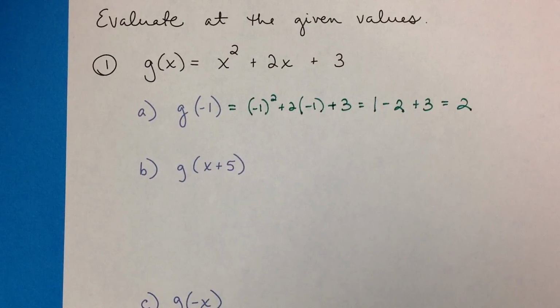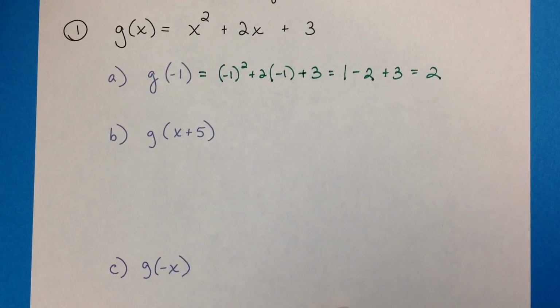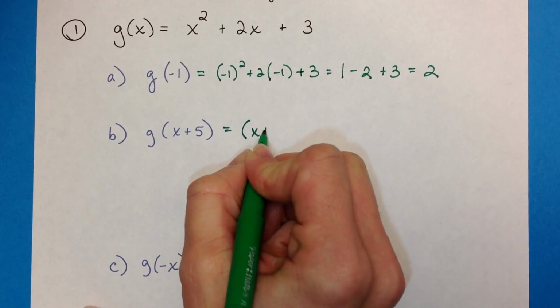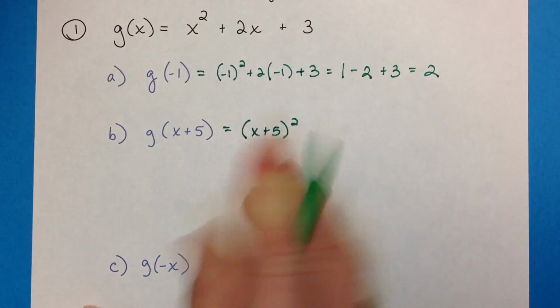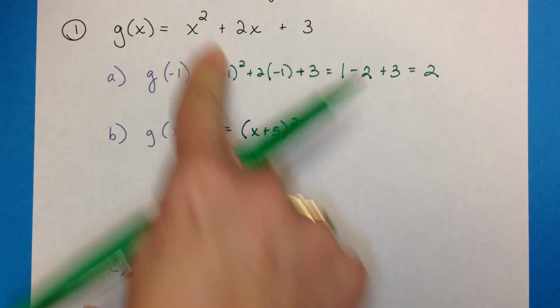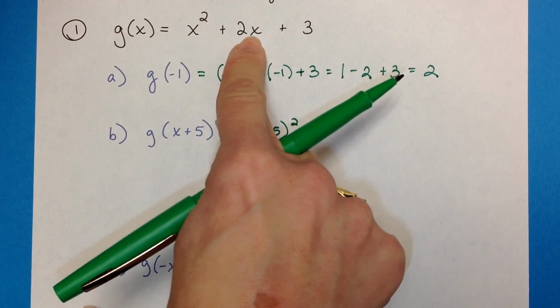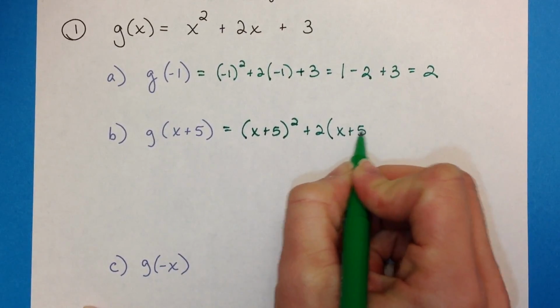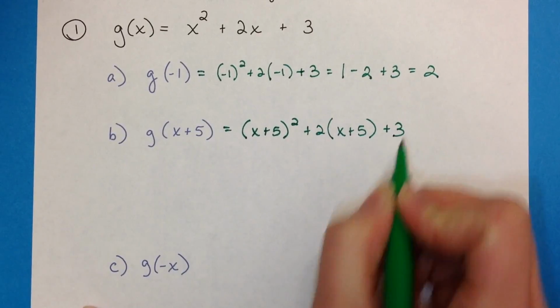Okay, now part B is still doing the same process, but instead of having just a number to plug in, you have an expression to plug in. We've got x plus 5. So evaluating the function for x plus 5, you would have x plus 5 squared, because you've got to replace this x with x plus 5, so therefore you'd have to square it. Now you do 2 times the x plus 5, and then plus 3.